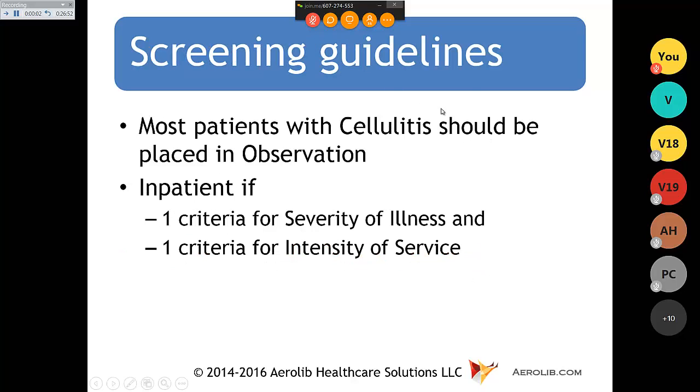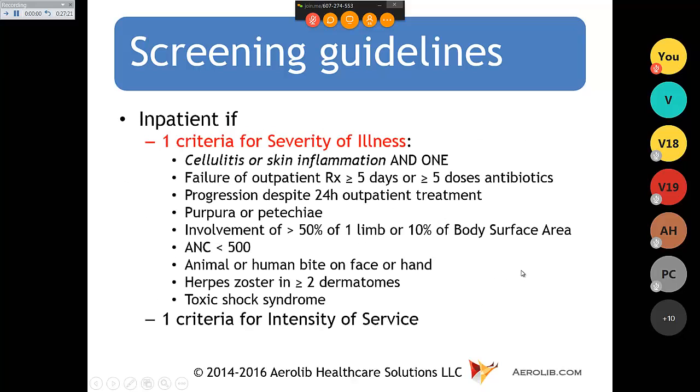Now, screening guidelines. Medicare does not endorse any particular screening guideline, but the ones that are around, InterQual or MCG, talk about cellulitis, and a lot of what they use in terms of their criteria is what we've discussed in our previous slides, which has been pulled out from Harrison's and Davidson's. So most patients with cellulitis should be placed in OBS unless they meet criteria for severity of illness or intensity of service. Let's look at those now.